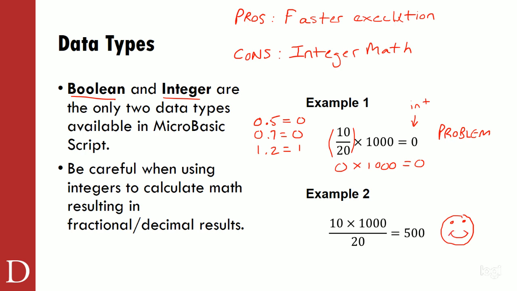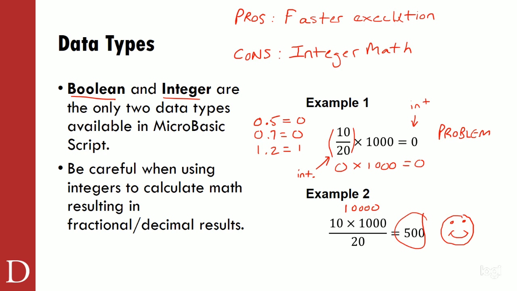Example 1 and example 2 should both result mathematically in 500 because 0.5 times 1,000 should be 500. But the only thing that caused me an issue was the fact that this result right here could only be stored as an integer. And because of that, it's going to truncate down to the number 0. Versus up here, I have no problem writing the number 10,000. That's an integer. And divide that by 20 and get my result of 500, and I'm a happy camper. So be careful when using integers to calculate math that results in rational or fractional or decimal results, because that could throw you for a loop there.